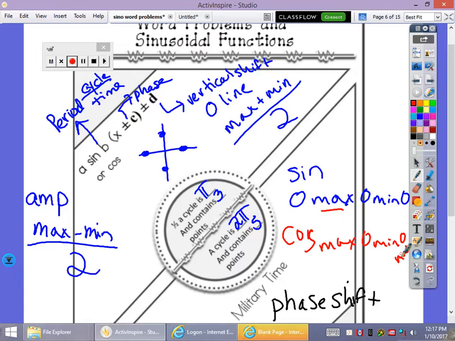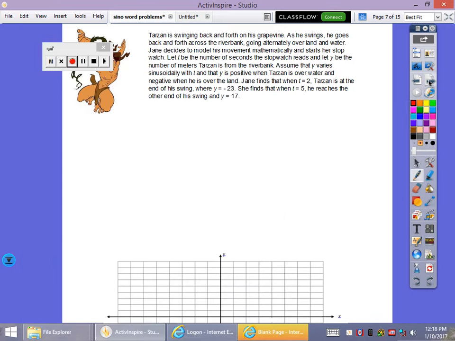All right. Now, if you would please turn your paper over, we're going to put all of our vocabulary into action today. Okay? And I went out of order with this class. I will put last night's homework answers up on the board. Sorry. Okay, so Tarzan is swinging back and forth on his grapevine. As he swings, he goes back and forth across the riverbank, going alternately over land and water.